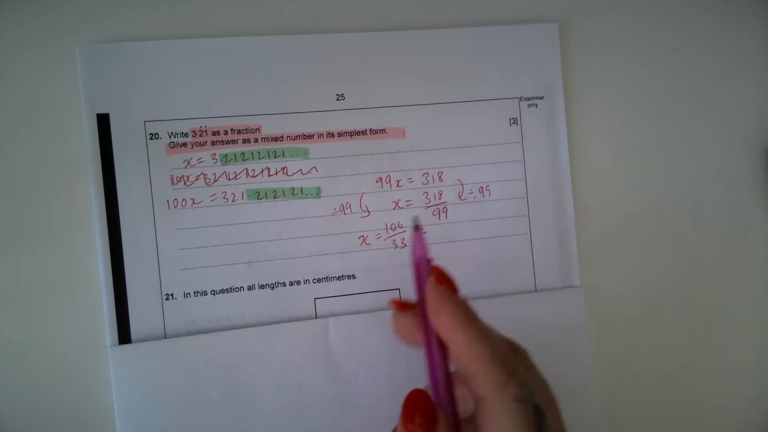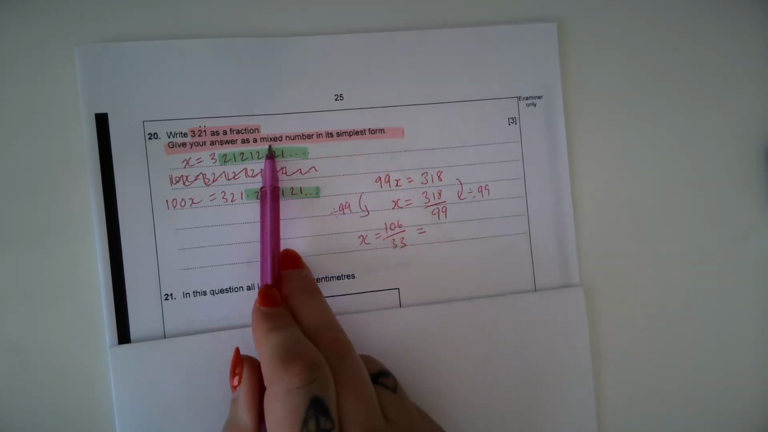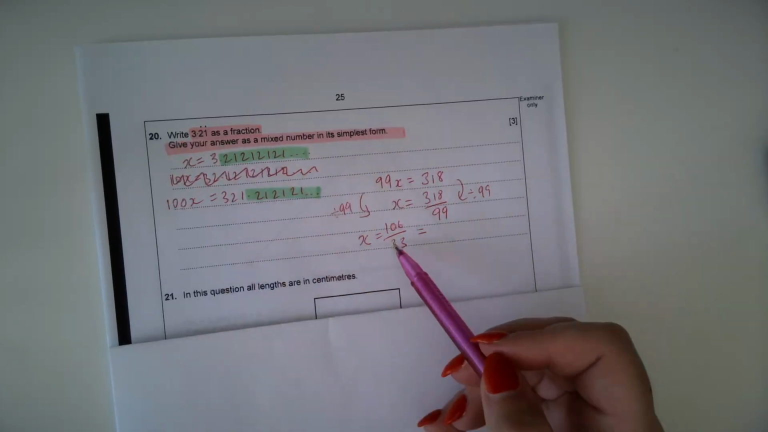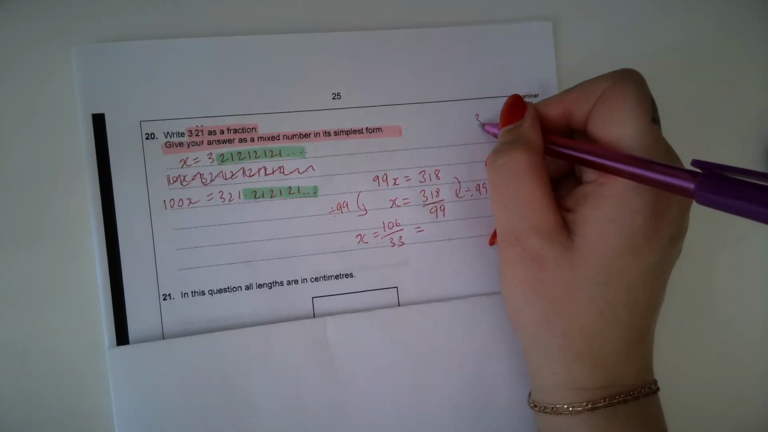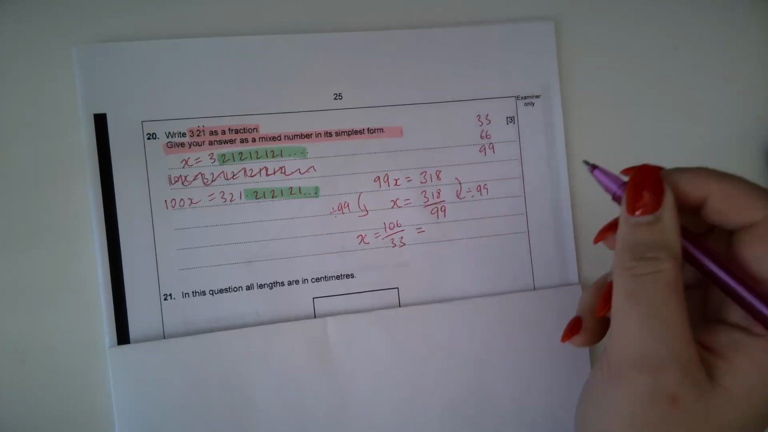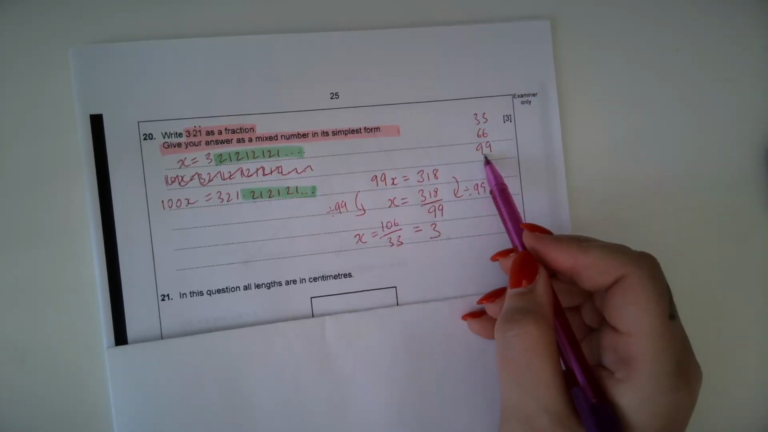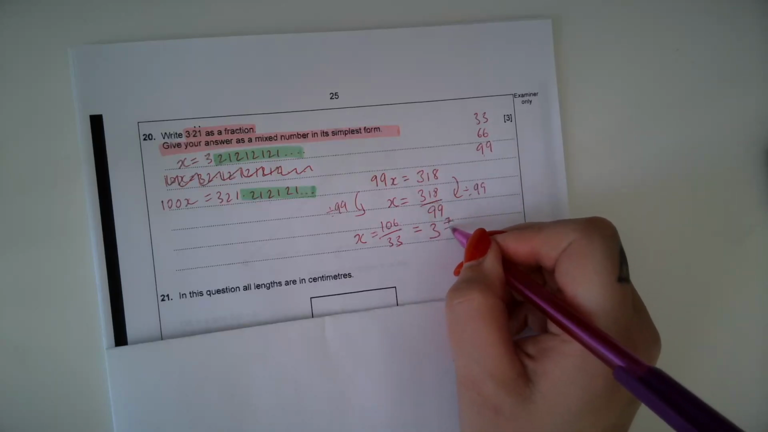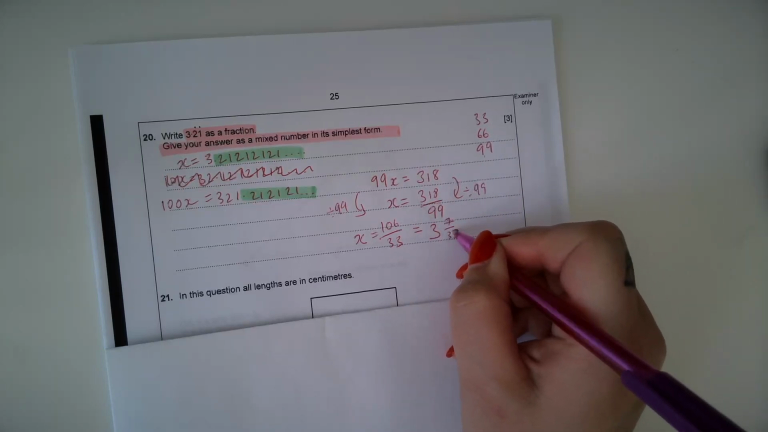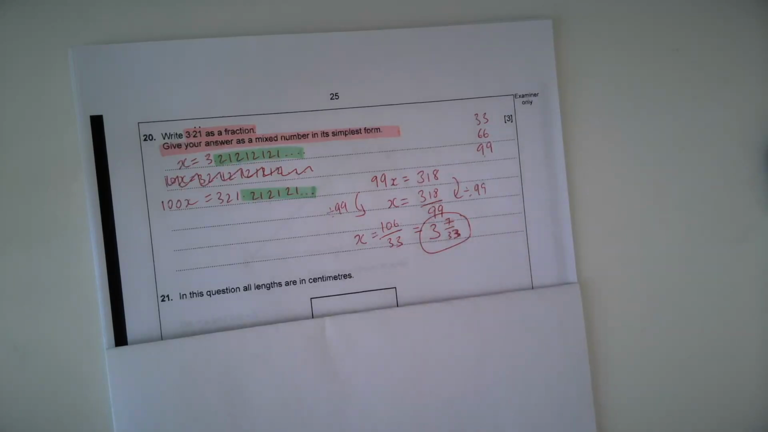But now I'm not finished. I need it in its simplest form as a mixed number. So I need to see how many 33s go into 106. So 33, 66, 99. So that's 3 of them. And the remainder to get from 99 to 106 is 7. So that's 7 over 33. And that's my answer.